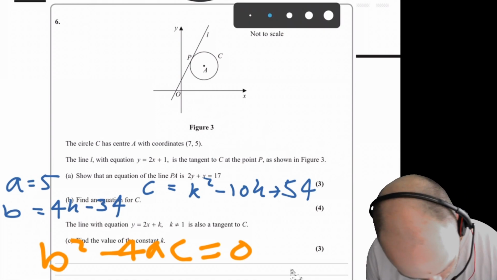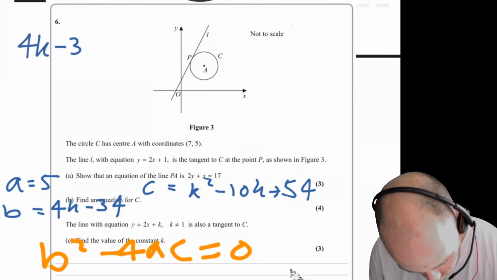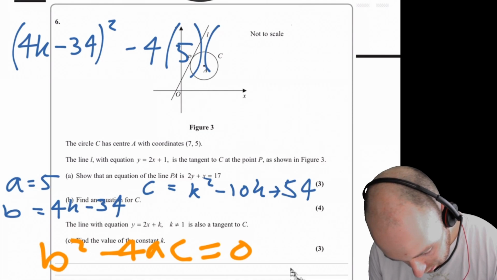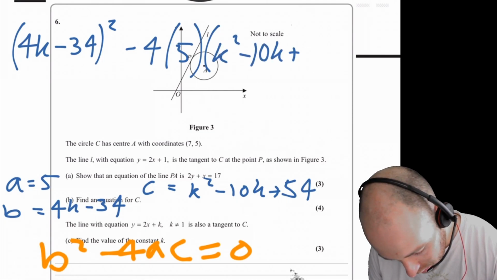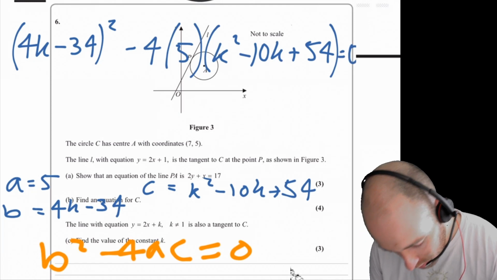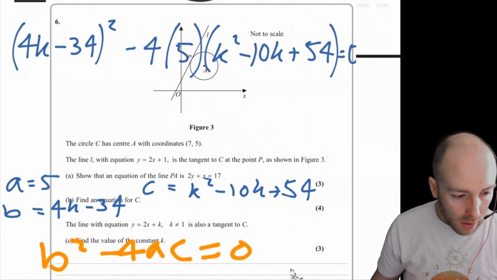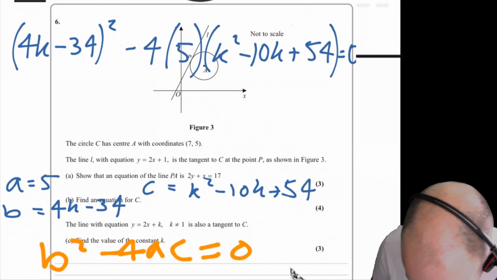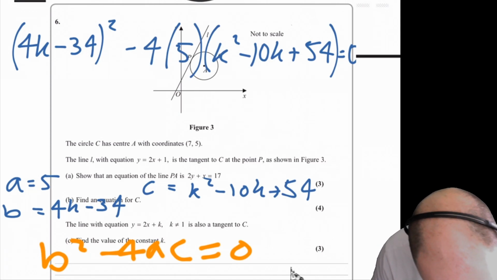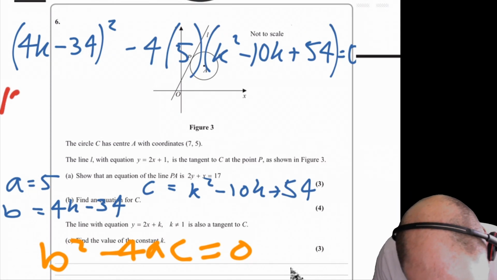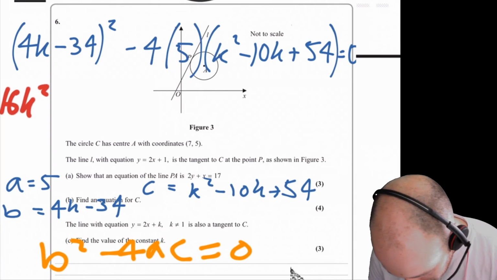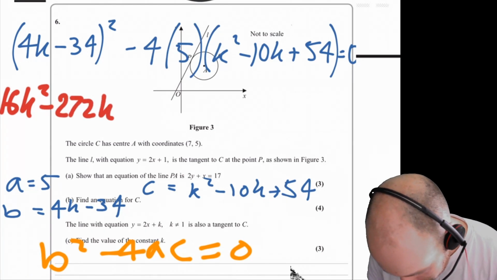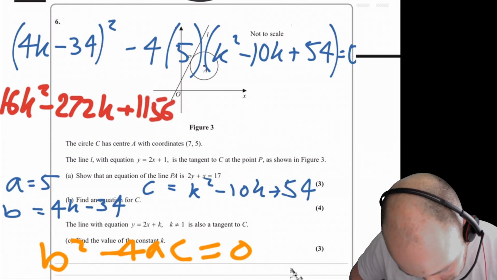So b squared gives me 4k take 34 squared minus 4 lots of A times C, and that should equal 0. So once more we need to expand a load of stuff. So I'm going to use my calculator for this because there's some big numbers and I am likely to make a mistake. So we get 16k squared minus 272k plus 1156.